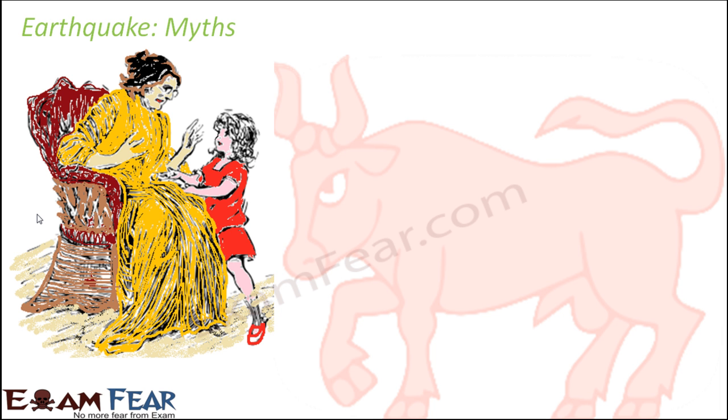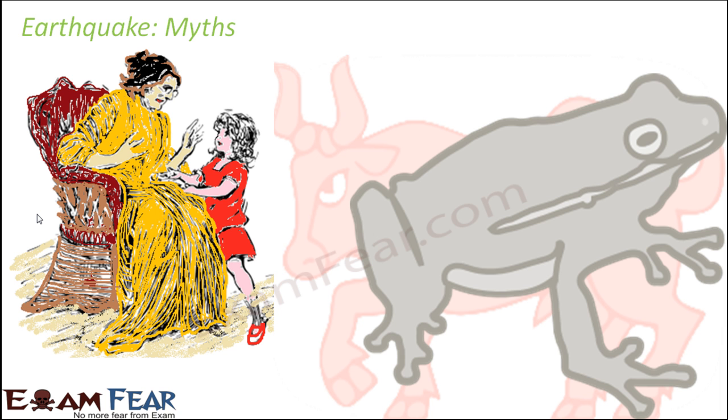When the bull gets tired and tries to shake its head, then the entire earth moves, and that's why we feel that shaking due to the movement of the bull. Somebody says that it is not a bull, instead an elephant which is holding the entire earth. When the elephant gets tired and tries to move its head, then the earthquake occurs. Again, in some other part of the world, like in China, they say that there is a giant frog which is actually sleeping under the earth. So whenever the frog moves, we feel an earthquake.